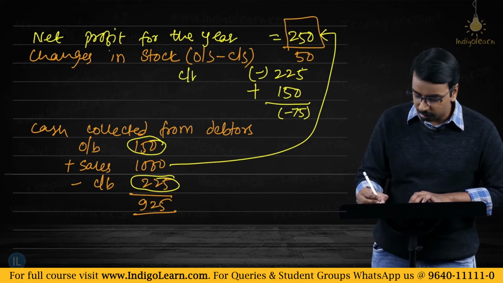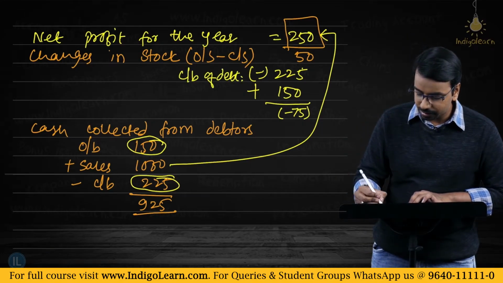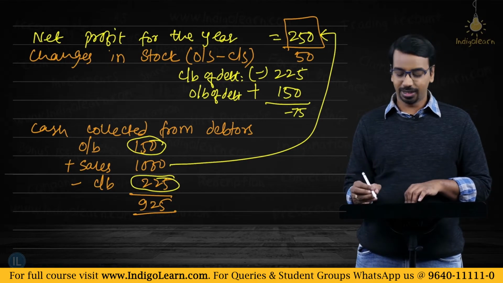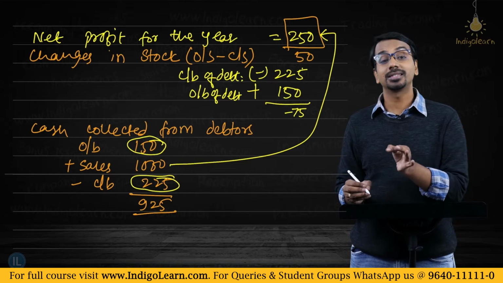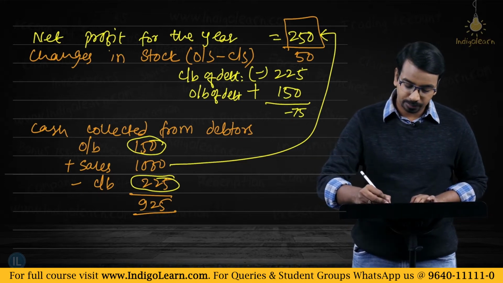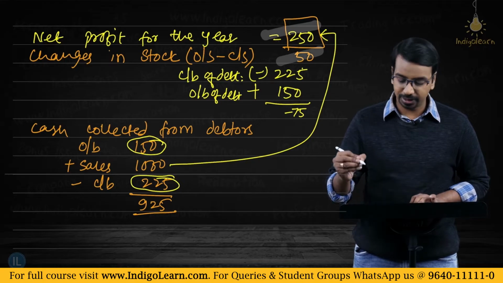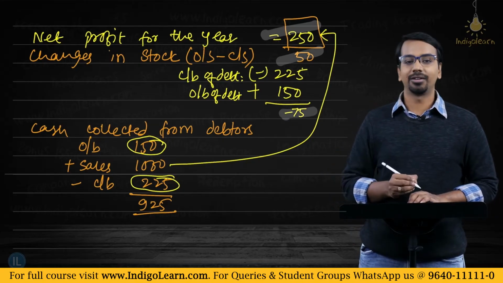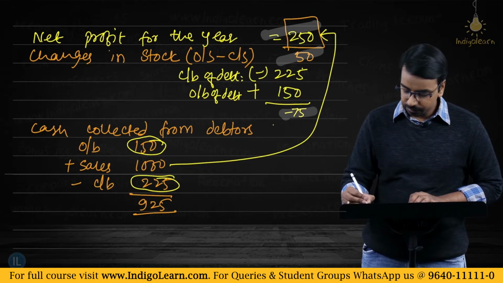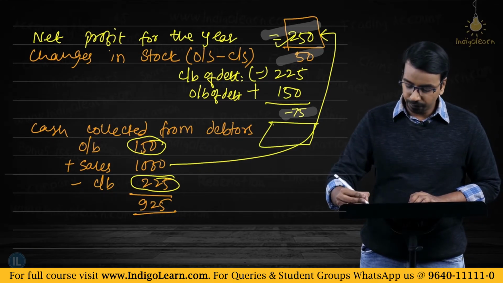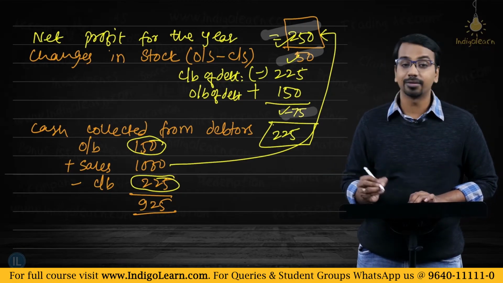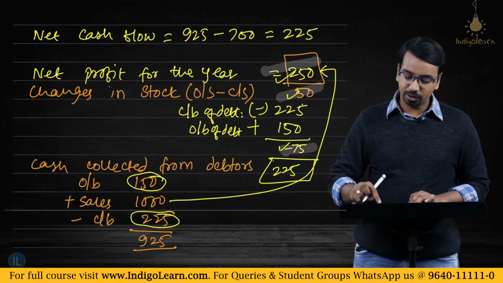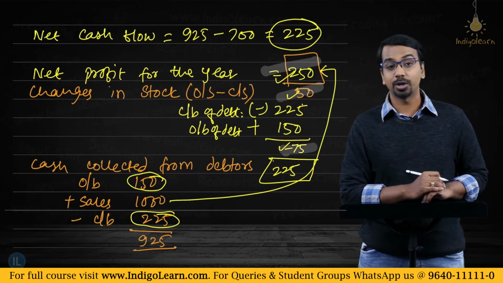This is the net impact. So what did I do? This 225 is nothing but the closing balance of the debtors, 150 is nothing but the opening balance of the debtors, and the net impact is minus 75. So you have 250 plus 50, that is changes in inventory, minus 75. How much does that come to? 250 plus 50 is 300, minus 75 is 225. Now this 225 is nothing but your cash flow.